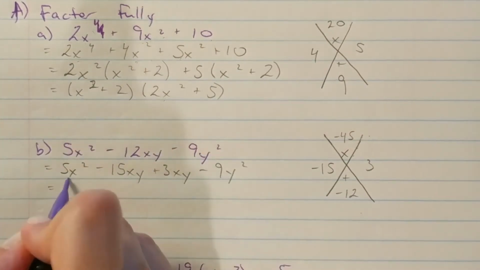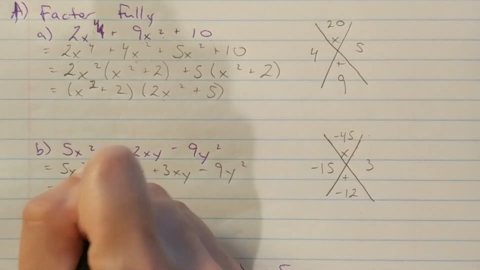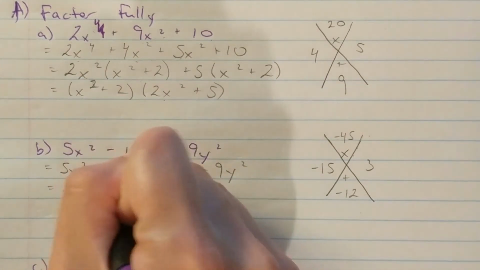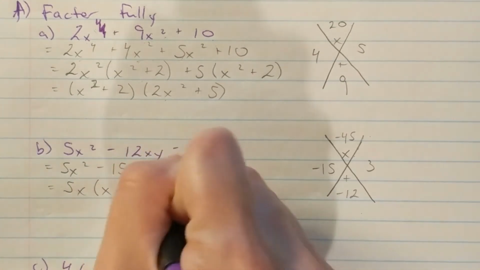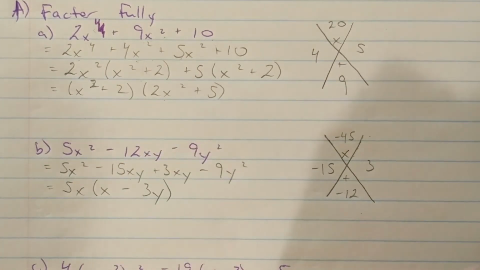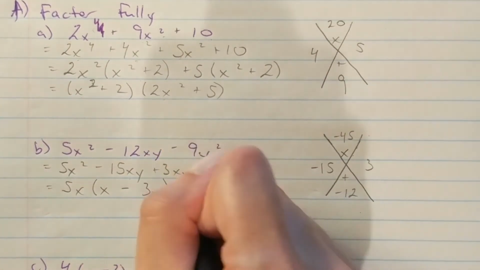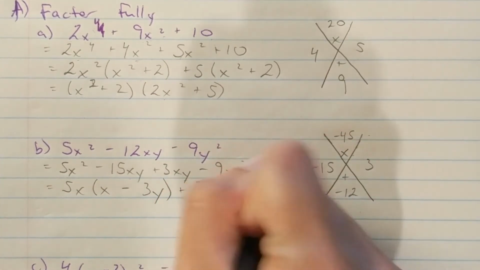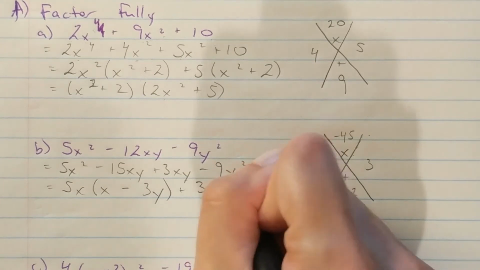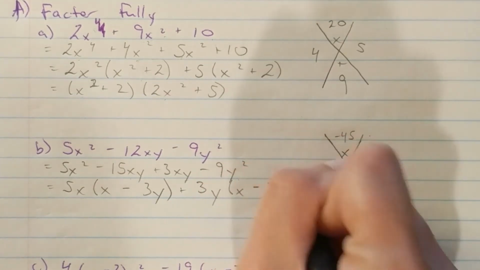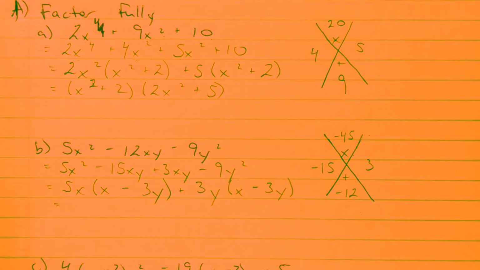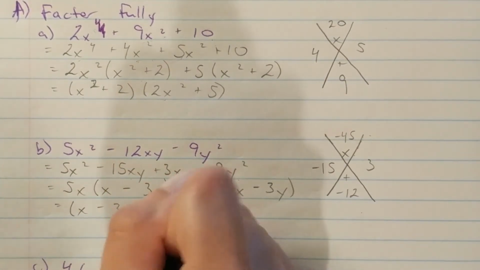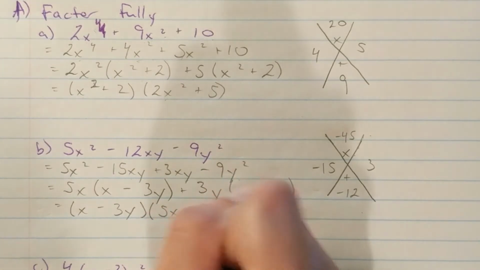I can pull out a 5x for my first two terms, leaving me with an x and a negative 3y. In my second pair, I can pull a 3 and I can pull a y, again leaving me with x minus 3y. Go ahead and common factor here, x minus 3y times 5x plus 3y.